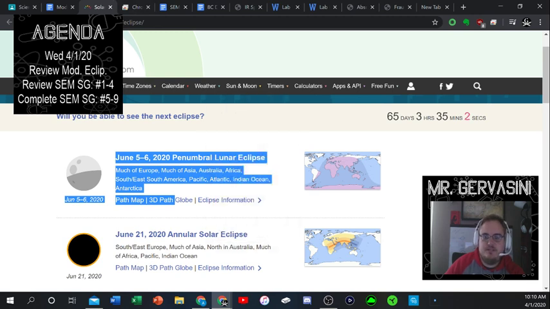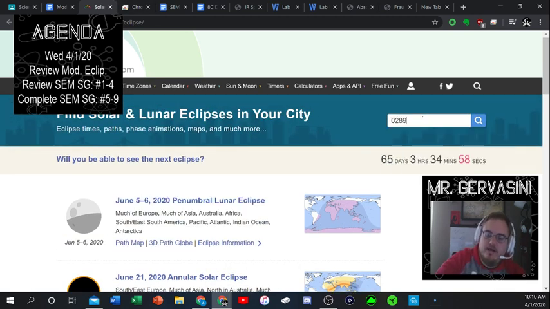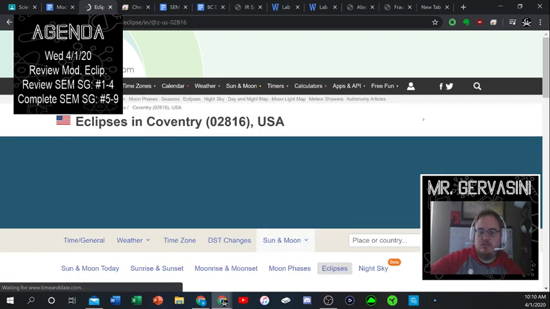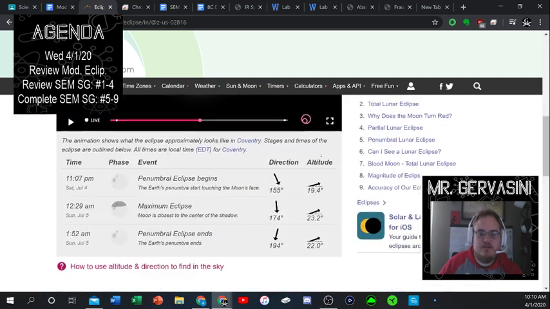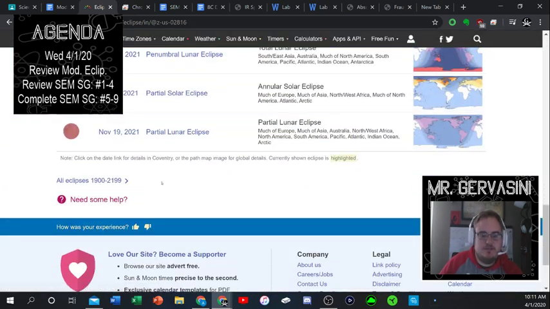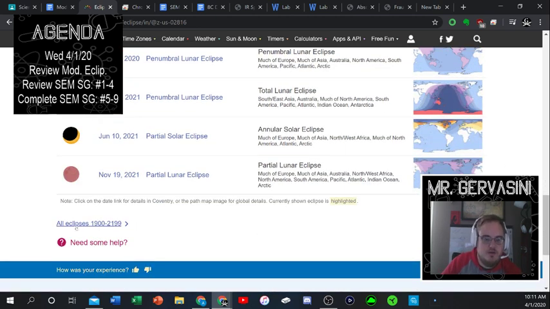So this one was tough if you didn't know where to look. I tried to guide you, but I wanted you to do it on your own because there's not a lot to figure out. Here's a list of the next eclipses until 2022. You can change the decades to find the next, or you can just hit all eclipses from 1900 to 2199.